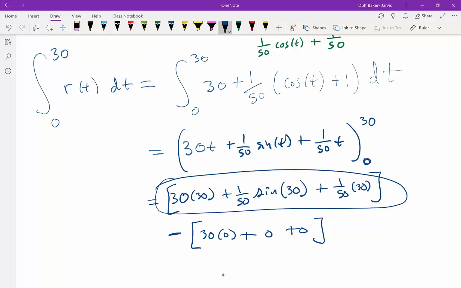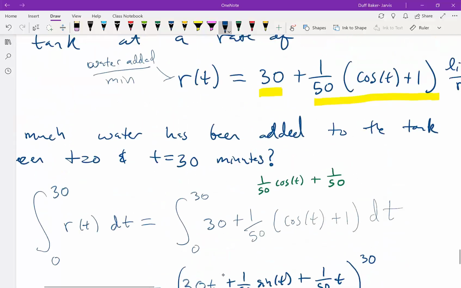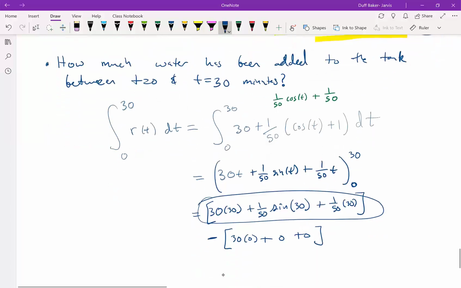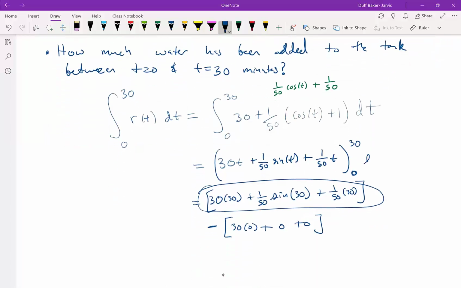Okay, and its units would be, because we integrated a rate that was liters per minute, we're going to be multiplying that by minutes, and so it'll end up being liters. So this will be the amount of liters of water added. Okay, you guys start to see the pattern here?